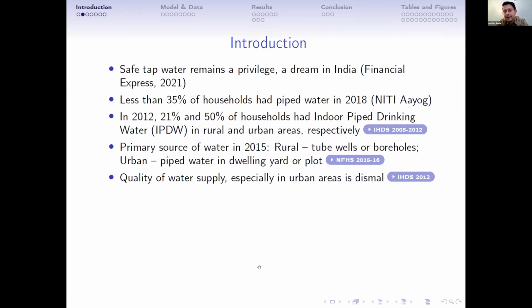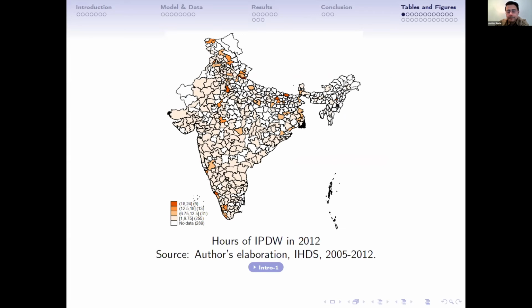We see that in rural areas, the sources of water are mostly tube wells and boreholes, while in urban areas, the sources of water are mostly piped water in the dwelling, yard or plot. Even the quality of water supply, in the sense of how many hours water is available in the household on a daily basis, is very poor in India. Households receive water on average only around 3 to 4 hours a day. These darker colored areas represent more hours of piped water in a day, and lighter colors represent fewer hours. Except for a few cities, access to water is very low in terms of the number of hours it is available to households.